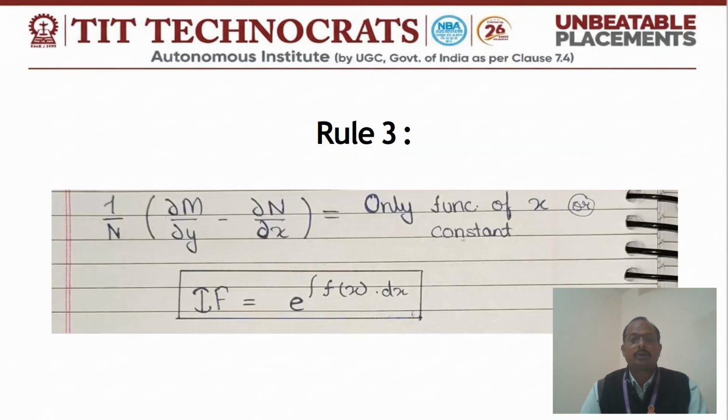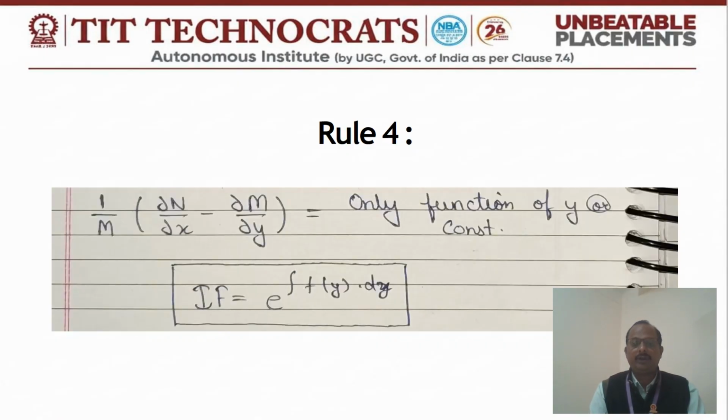Now another rule: 1 by n times (del m by del y minus del n by del x), if it is only a function of x or constant. In this case, first we have to find the partial derivatives, then subtract them, then check whether it is divisible by n and gives only an x part, meaning a function of x only or constant. In this case the integrating factor will be e to the power integration f of x dx.